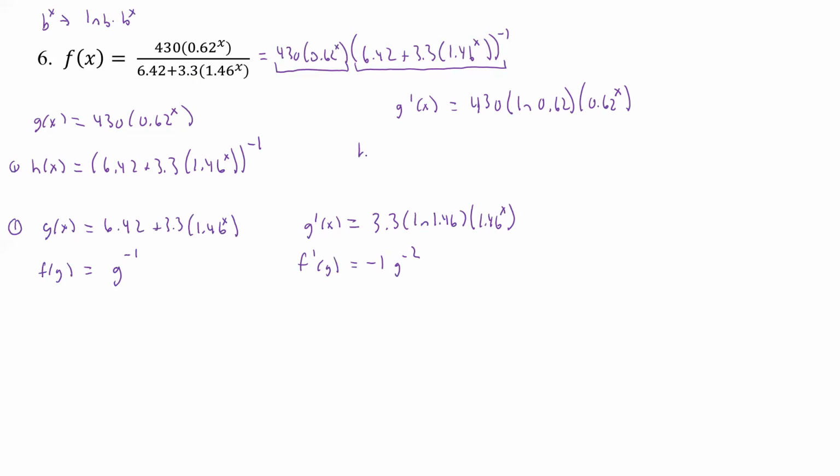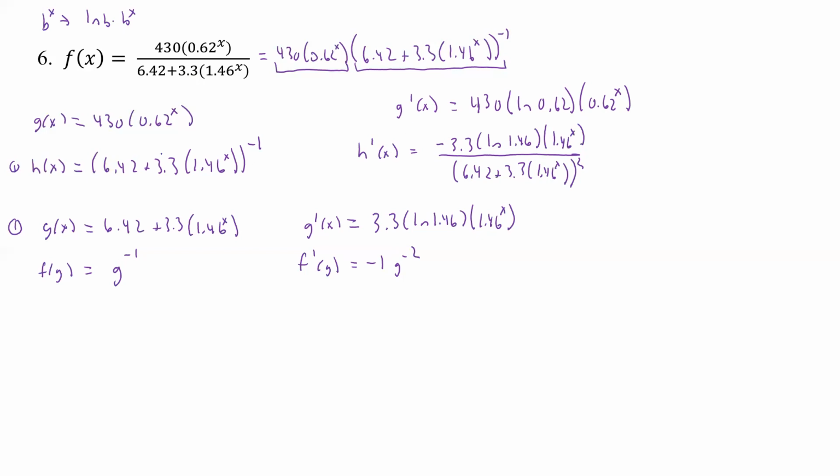I don't know how much room I'm going to need, so I'm going to write it as far over here as possible. So I'm going to have basically this times this. And so that will give me negative 1 times x. I'm going to have a negative here, and this is going to be in a denominator. So I'm going to get a negative 3.3 ln of 1.46 times 1.46 to the x all over g squared. And g was 6.42 plus 3.3 times 1.46 to the x, squared. Okay, so that should give me my h prime.